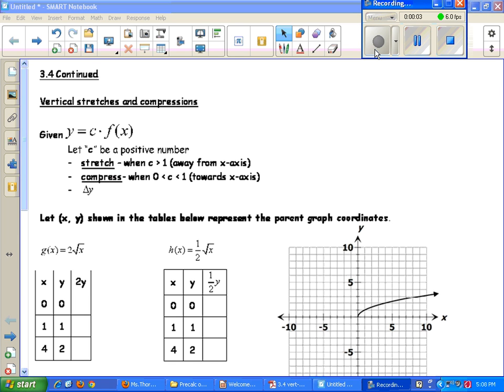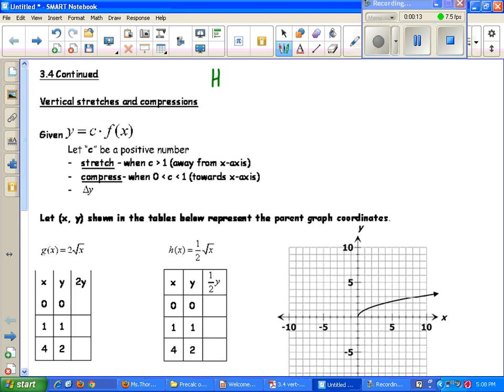Section 3.4 continued: vertical stretches and compressions, and we're also going to talk about horizontal stretches and compressions. Just as a reminder, horizontal movements change your x values, and vertical changes your y values. So the first thing we're going to concentrate on is the vertical stretches and compressions.